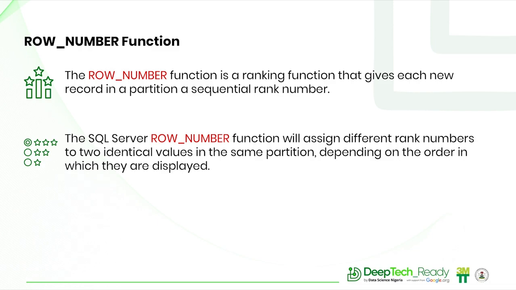Next we have the PARTITION BY. The PARTITION BY is an optional clause in the ROW_NUMBER function. It is a clause that divides the result set into partitions. As we can see in our image illustration, each unit was grouped into different partitions. We have HR, sales, and production, all grouped into different partitions. That is what the PARTITION BY does.